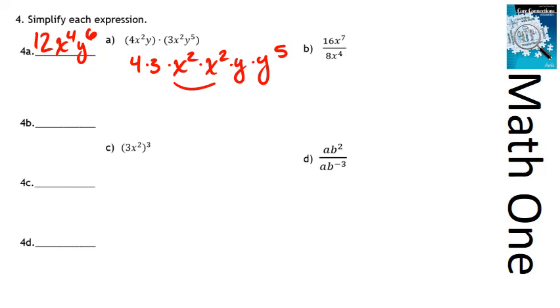For b, I've got a 16 over 8. I totally see a 1 right there. 16 is the number 2 times 8, and I've got an 8 in my denominator. So there's a 1 already. And then my denominator has x to the fourth.